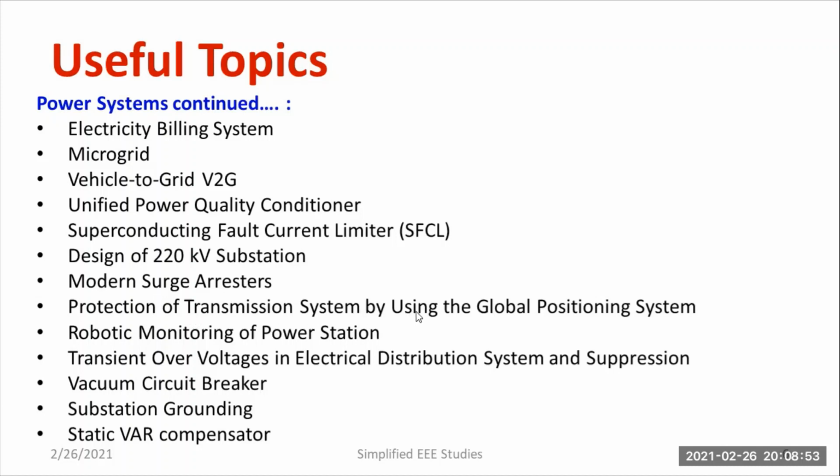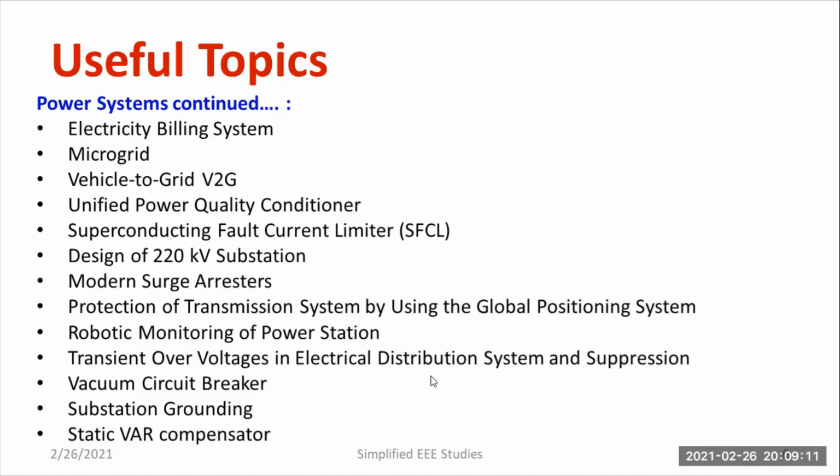Then protection of transmission system by using GPS. In civil engineering, they are using GPS system. Likewise, we can also use it here. Robotic monitoring of power station. Is it practically implementable or does it still exist only in theory? You can have an outlook. You can have a verification.